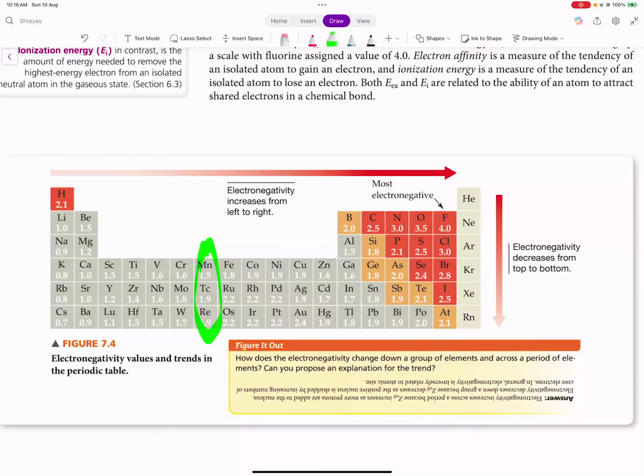Which are the top four? So carbon, nitrogen, oxygen, and no, fluorine. Which one is the most electronegative? Yes, sir. Fluorine is the most electronegative. Fluorine, then oxygen, then nitrogen, and chlorine. So yes: fluorine, oxygen, nitrogen, chlorine. Right? Very good.